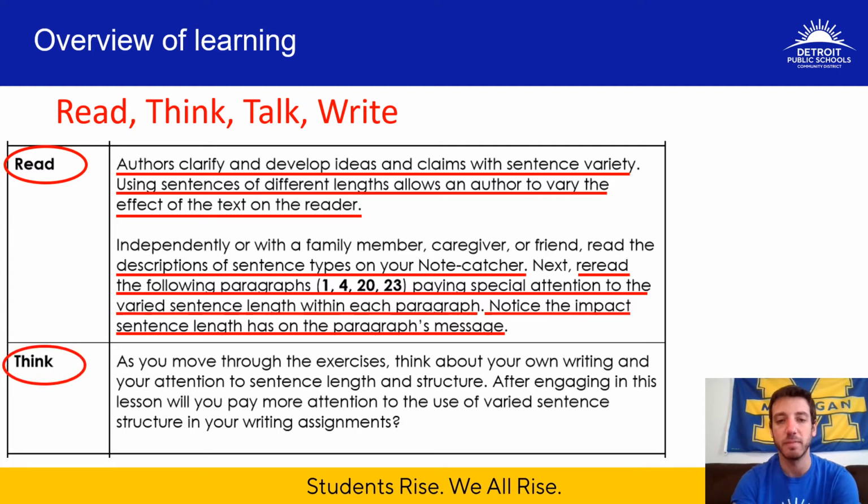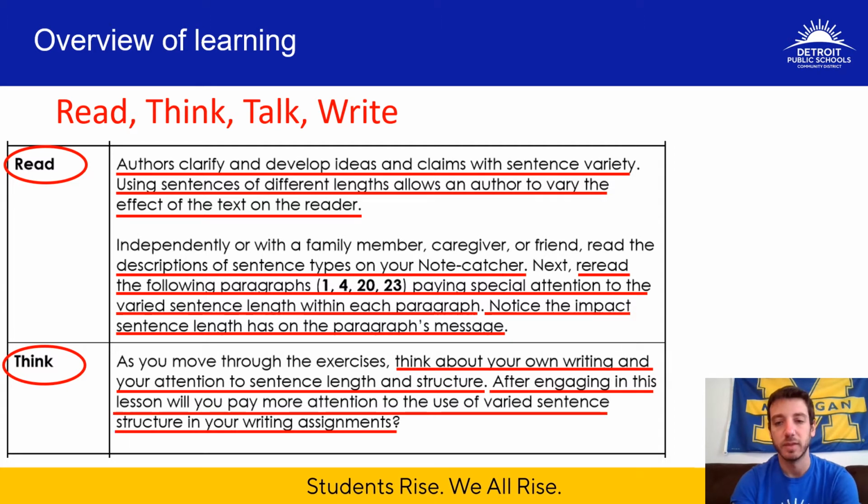Now for the think section, you have to think about your own writing and your attention to sentence length and structure. After engaging in this lesson, will you pay more attention to the use of varied sentence structure in your own writing assignments? So think about sentence structure in the past when you've engaged in writing. Have you really thought about sentence structure? Have you not thought about it? Do you think after this lesson you're going to pay more attention to sentence structure in future writing activities?